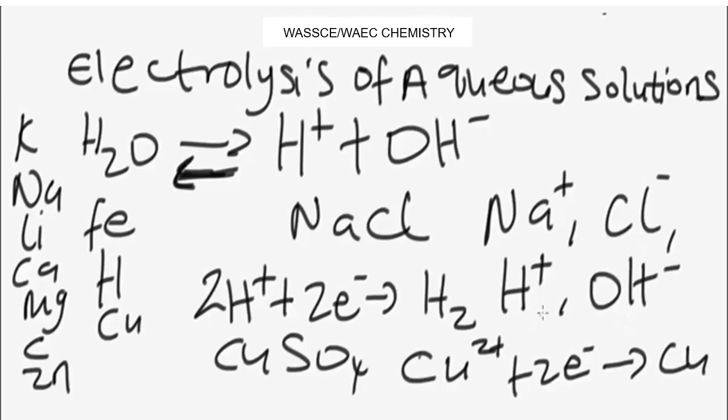Now, the next thing you have to note is that at the anode, if hydroxide and halide ions are present, halides are the halogens.